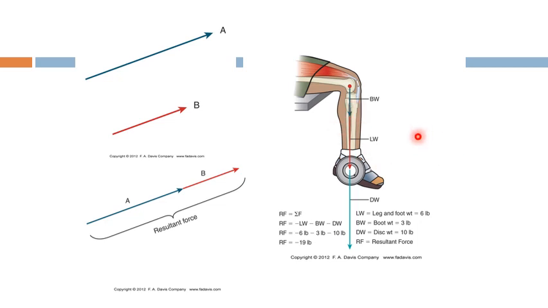Here's an example of where you would apply this in real life. If we were to look at a leg hanging over the end of the table with a weight on it, we have the body weight, we have the length of the limb, and we have the downward force of the weight.